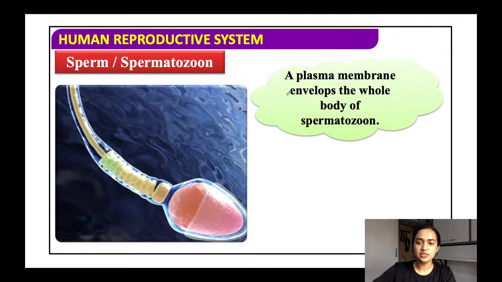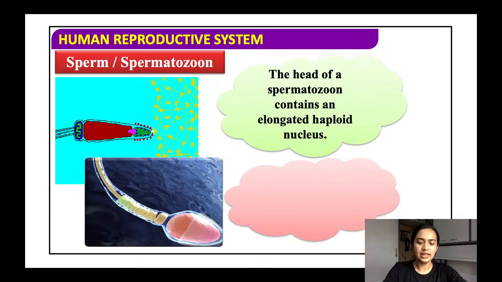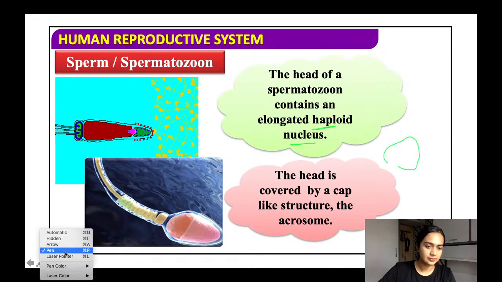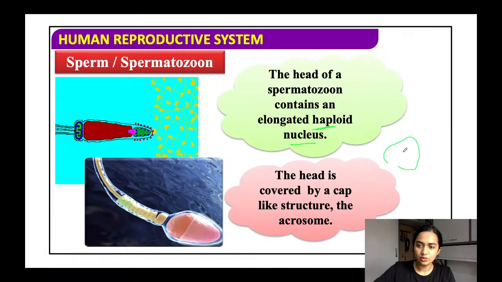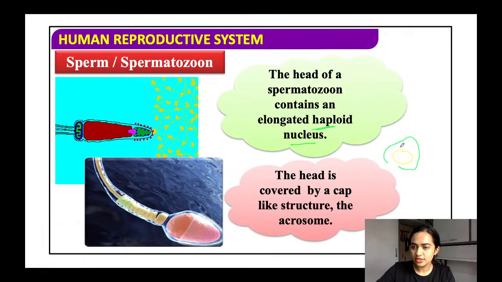As I said, a plasma membrane is the one that envelops the whole body. Now, coming to the first part, that is the head. We saw in the diagram that the head basically contains an elongated and haploid nucleus. It will also have, above the nucleus, a cap-like region. This is our nucleus, and we saw one more structure here, in the cap region. This is known as the acrosome.